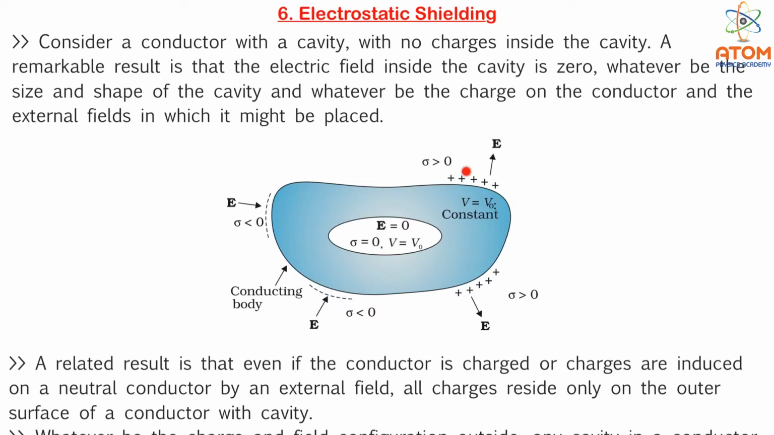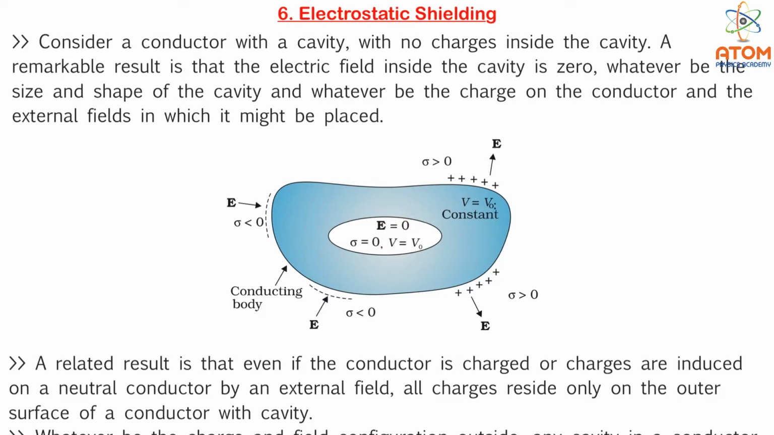Here all different situations are shown together. See, this is positive charge, sigma greater than 0, so the electric field will be going outside. Here also the electric field is going outside because the charge is positive. Here the charge is negative, sigma less than 0. Here also the charge is negative, sigma less than 0, and so the electric field is going towards the conductor. In all of these situations, the electric field inside this hollow space, that means in the cavity, is going to be 0.